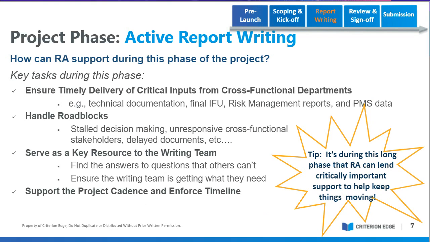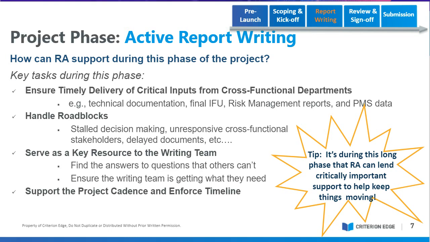Active report writing. This is the 3+ month phase. So how can RA support during this phase of the project? This is the long slog where there is a lot of writing, and it's not just writing. This is where all the questions and the issues come up, guaranteed. Whatever you forgot or missed or changed, had to change, or wanted to change, it all comes down to this part of the process, the report writing. Because now it's, as I always say, pen to paper. You're writing it now. It's not theoretical anymore. It has to be written in a CER.